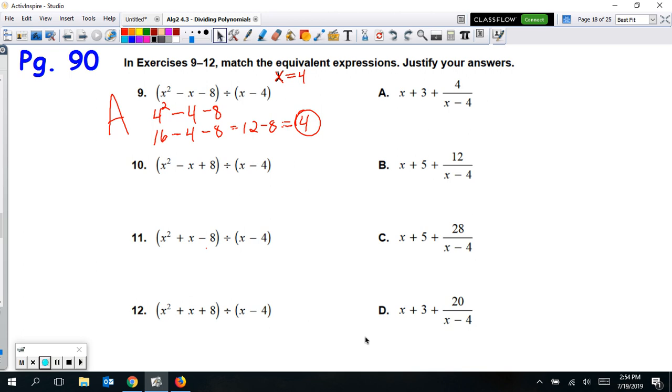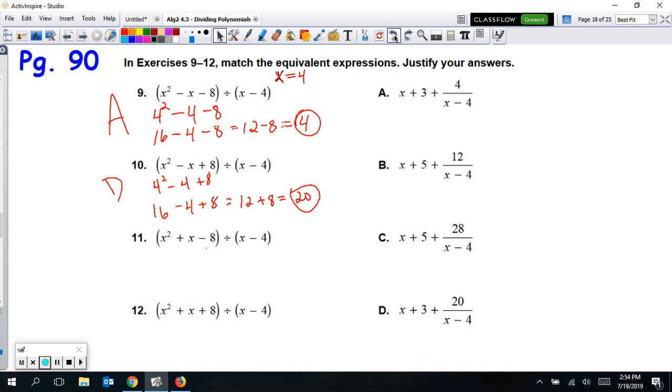All right, so using the remainder theorem, you should have continued on with 10 through 12. We're going to plug 4 in. This one is 4 squared minus 4 plus 8, which is 16 minus 4 plus 8. 16 minus 4 is 12 again, but now we have 12 plus 8, which is 20. So that's the remainder of 20, which is letter D.